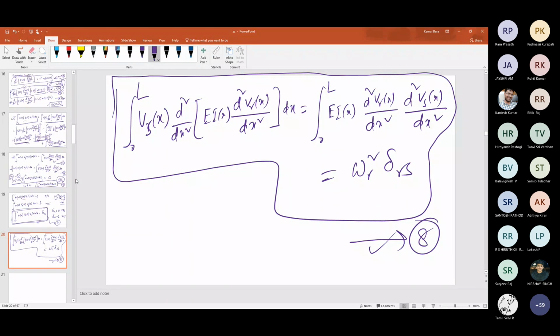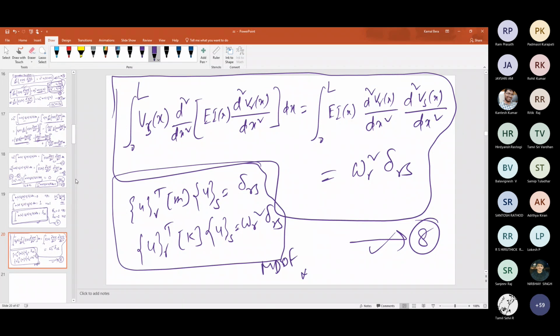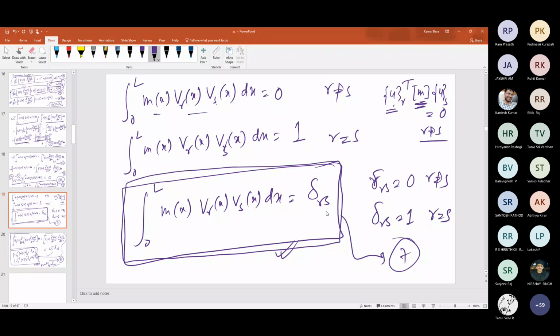Just for your information, the similar expression is U_r transpose M U_s equals delta rs, and U_r transpose k U_s equals omega r square delta rs. These are the two expressions we wrote for the multi-degree of freedom discrete system, and that for the continuous system is equation number 7 and 8.